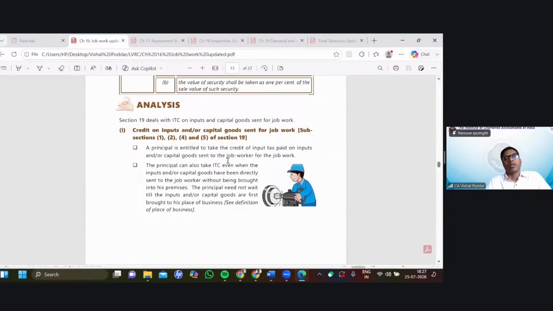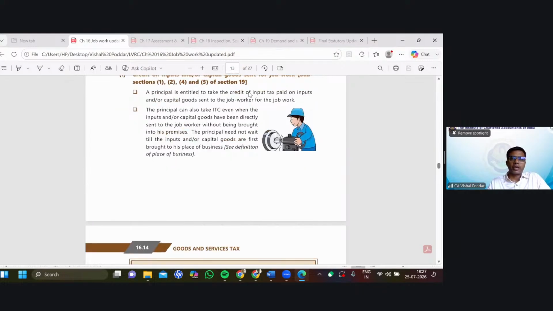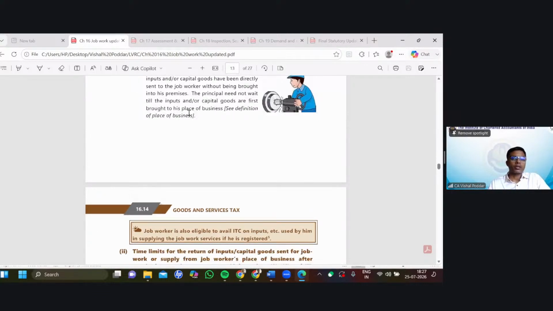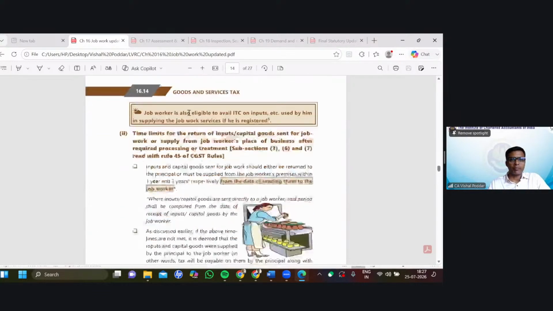Now, what does section 19 deal with? It deals with the ITC on inputs and capital goods sent for job work. So firstly, the principal is entitled to take ITC of the tax paid on such inputs and capital goods which are sent to the job worker. And the principal can also take ITC even when these inputs have been sent directly to the job worker. This is under the bill to ship to model.